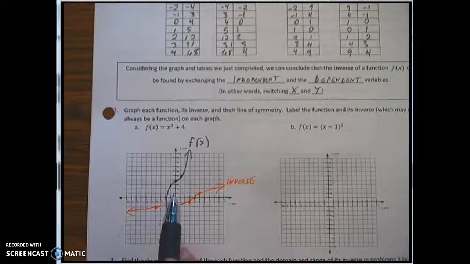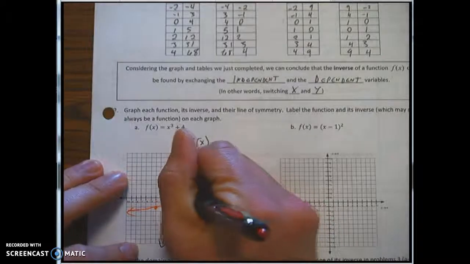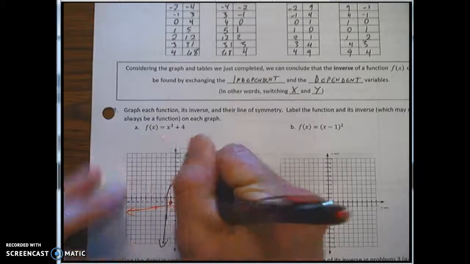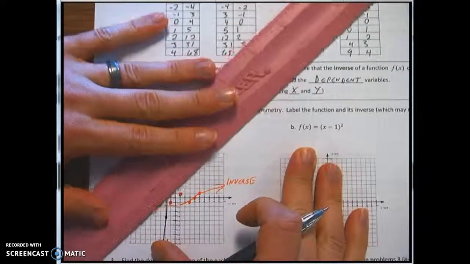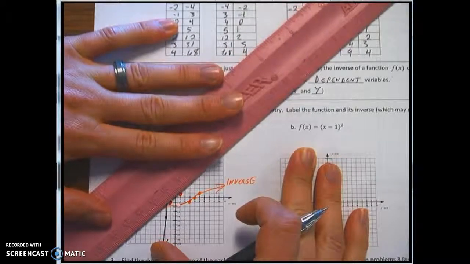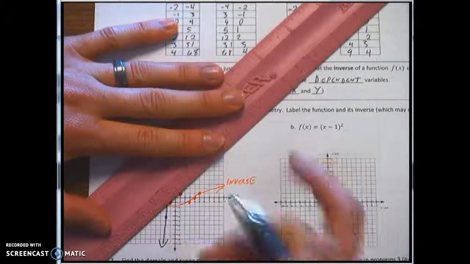Two functions are inverses if they are reflections across the line y equals x. I'm going to go ahead and graph that line y equals x. It's just a straight line. You only need 2 points to define a line, so I'm going to graph 2 points, and I'm just going to use a straight edge to draw in this 45-degree line here.